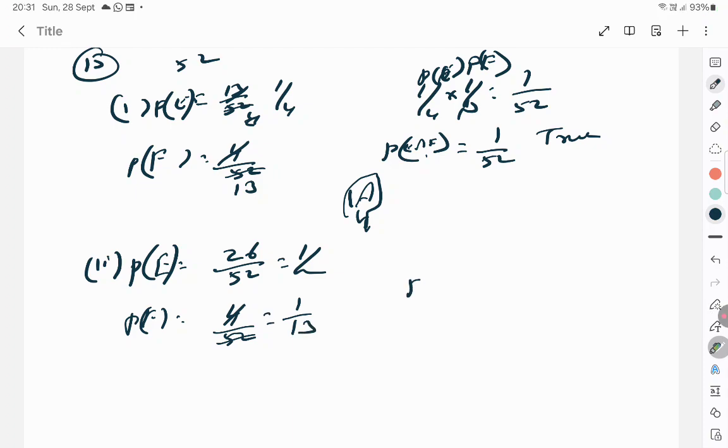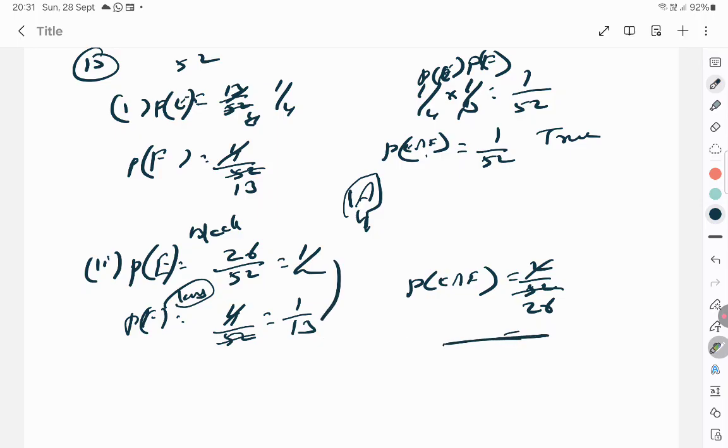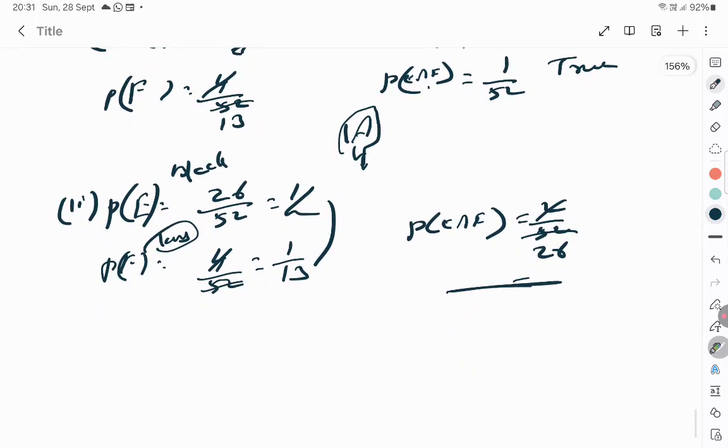Let's find P of E intersection F. What was E? A black card, and this is a king card, so you still have a king. There are 2 kings in black color, right? So it's 2 out of 52, which is 1 by 26. Multiply these two and see if it's matching. LHS equals RHS, so it's true, it's independent. Okay, let's go to the next question.